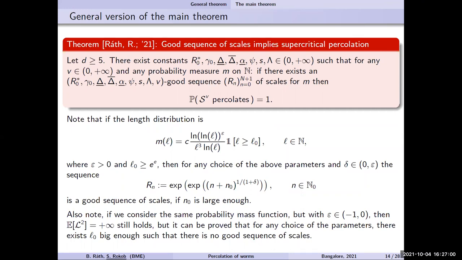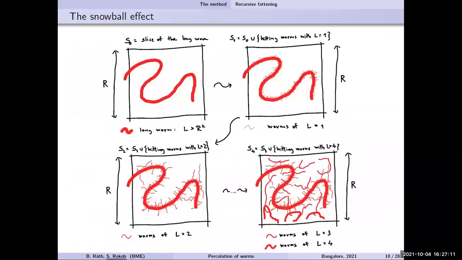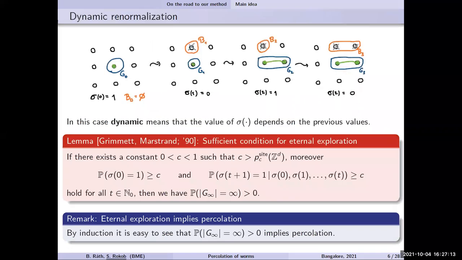I have one very general question, about what you call dynamic renormalization. Maybe it's something I don't understand very well. What is the dynamic part of it, and what would it be if it was somewhat static?